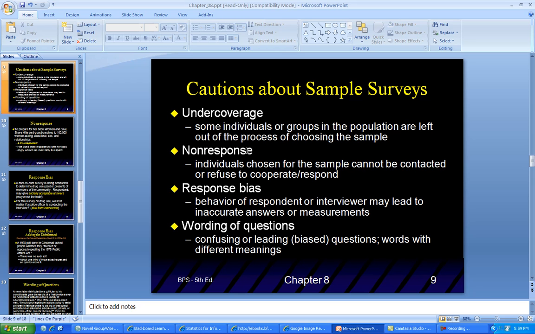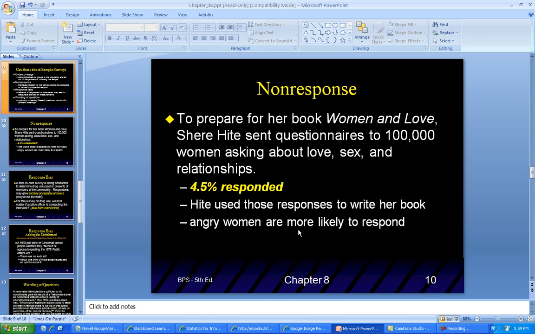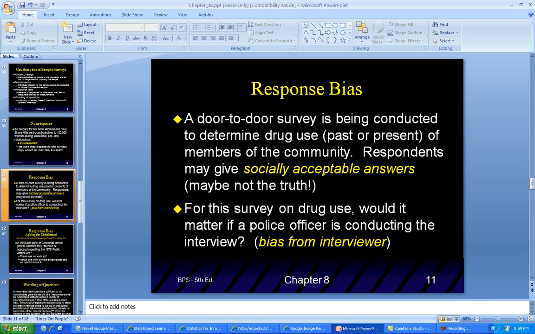Non-response: these are the people that don't answer. If people have called you on the phone, you probably hung up, especially during dinner time. Response bias: you have to watch out for the behavior of the respondent, maybe they will be very angry, or the wording of the questions can also be a problem. We'll look at that in a second. For non-response, the ones that answered were the angry women who answered.